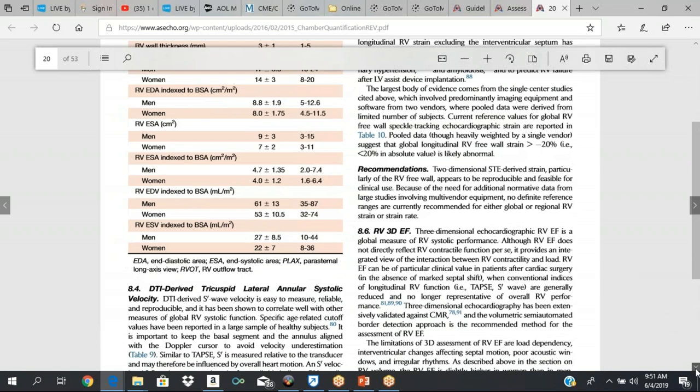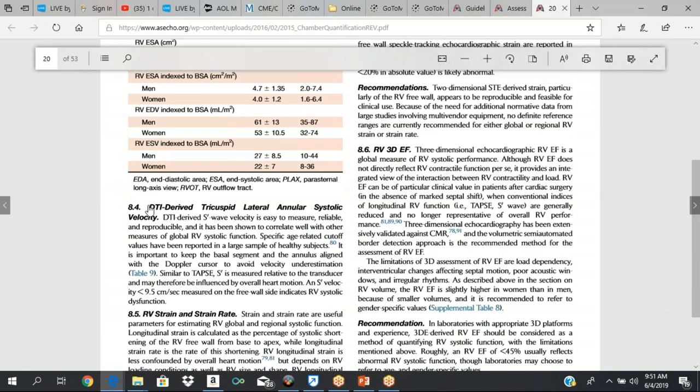Your S prime, so-called S prime, is your Doppler tissue imaging derived tricuspid lateral annular systolic velocity. I think we do this in probably 90% of our studies. Your DTI derived S prime velocity is easy to measure, reliable and reproducible, and it has been shown to correlate well with other measures of global RV systolic function. Specific age-related cutoff values have been reported in a large sample of subjects.